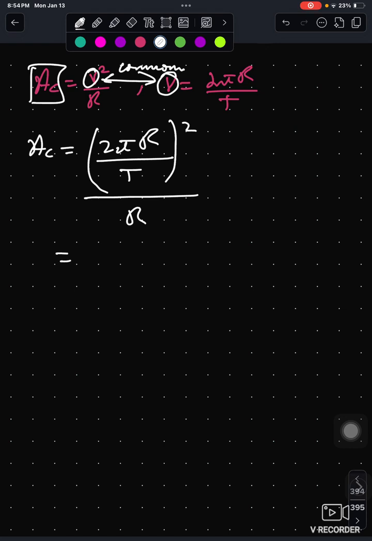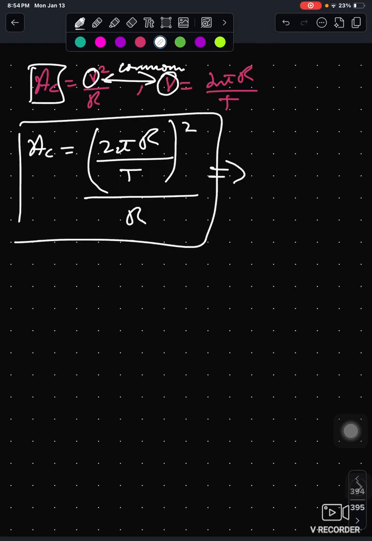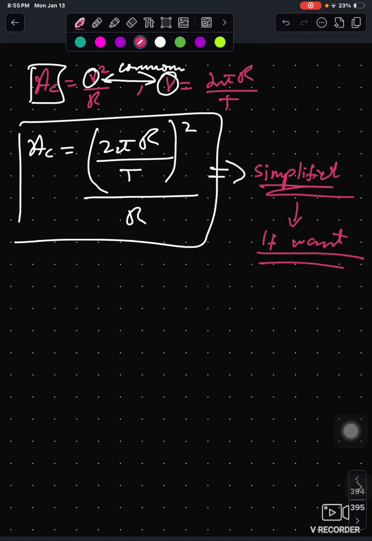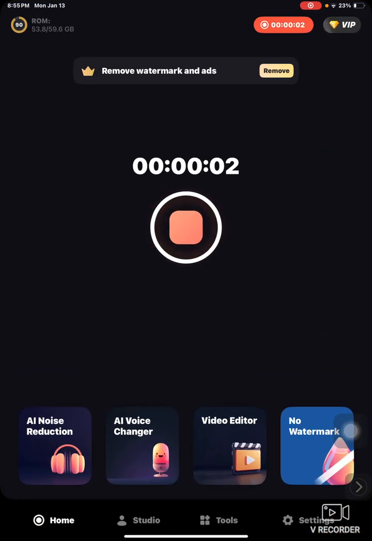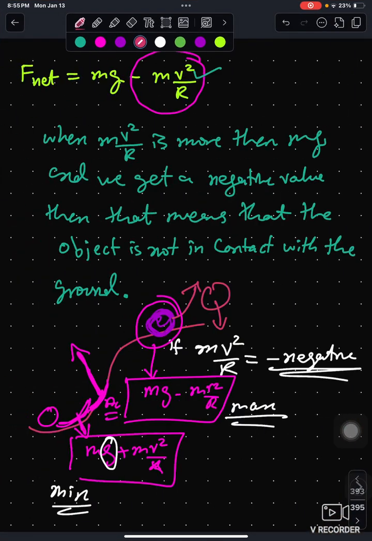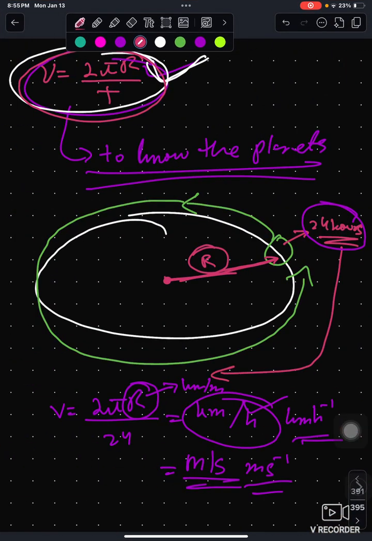That is how the equation will be, and then you can simplify it to get the simplest form, or keep the simplified version as you choose. Other than this, that's it. Thank you.